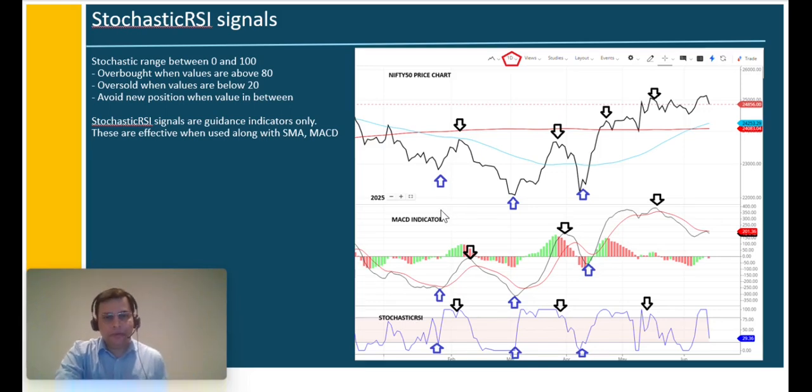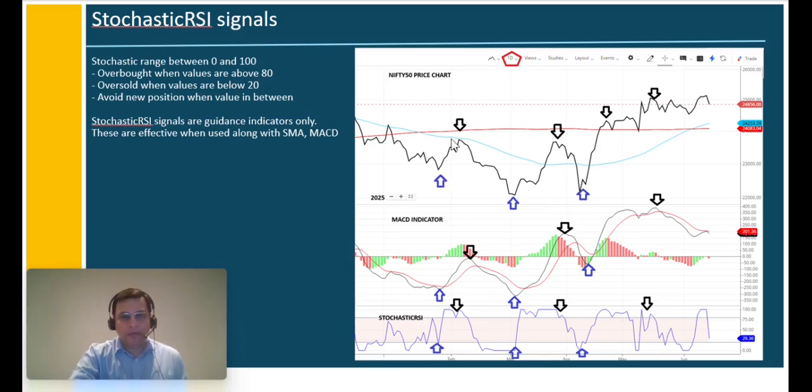The way I look at the signals for stochastic is, as you see, when it touches below 20, that's where I'm looking. MACD is also at its bottom, and that gives me comfort that the market is looking for lows and is now going to start rebounding. So when it is at the lowest, along with the MACD, I usually start buying in small quantities.